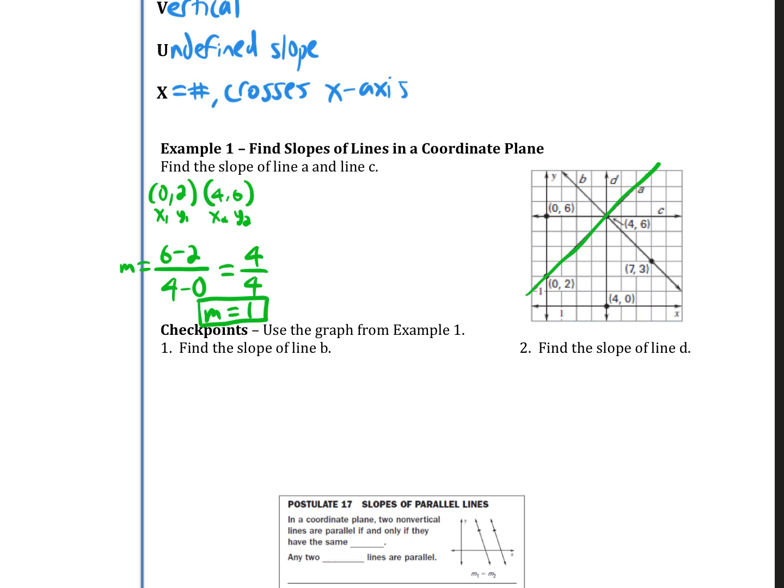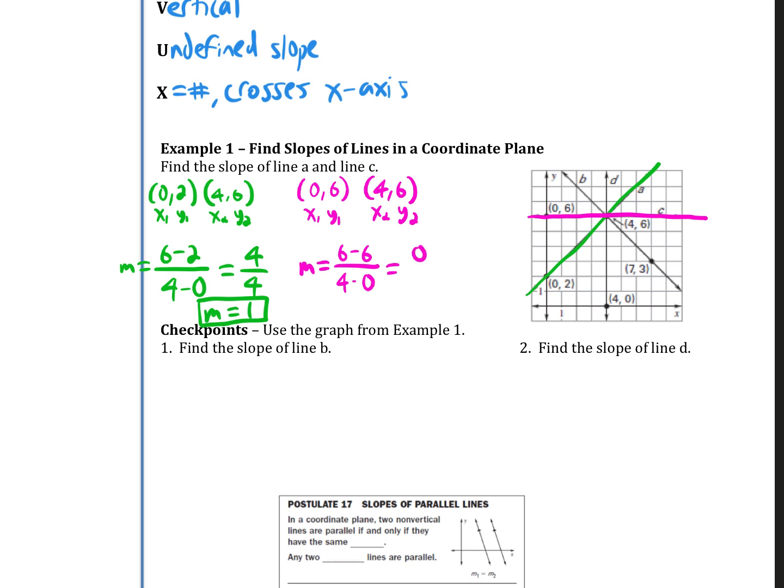Why don't you go ahead and try C, B, and D. See if you can figure out the slopes of those lines. Give it a try. All right, let's do line C. Line C is this one right here. We have the point (0, 6) and (4, 6). We label our points x1, y1, x2, y2. Slope equals y2 minus y1, 6 minus 6, over x2 minus x1, 4 minus 0.